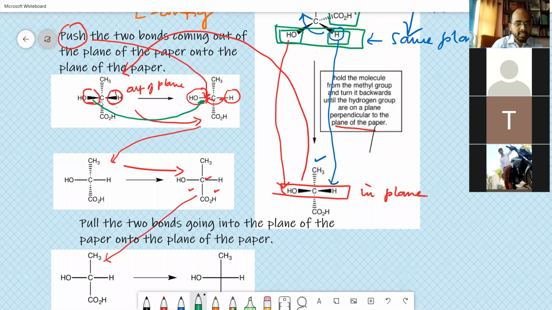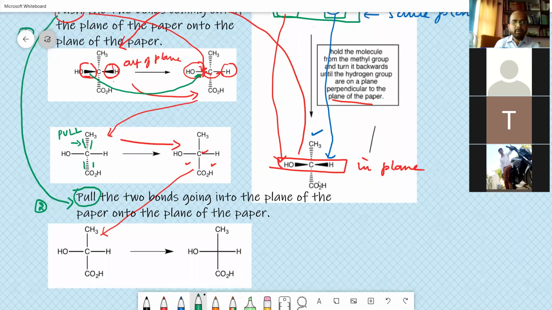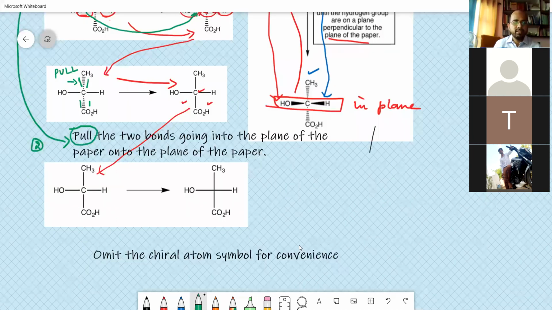These two that are there, this one must be pulled. We did one push and one pull. First point, into the plane of the paper onto the plane of the paper. Then omit the chiral atom symbol for the sake of convenience.